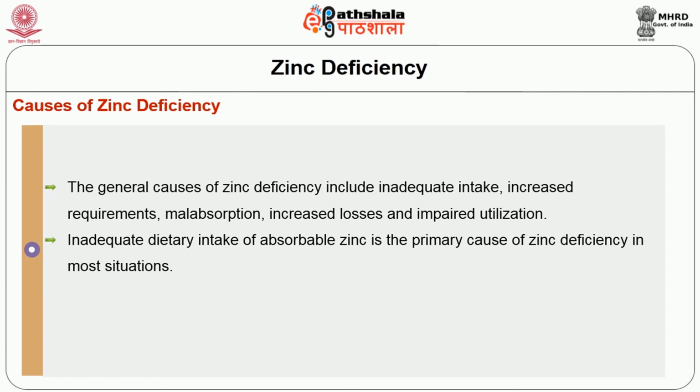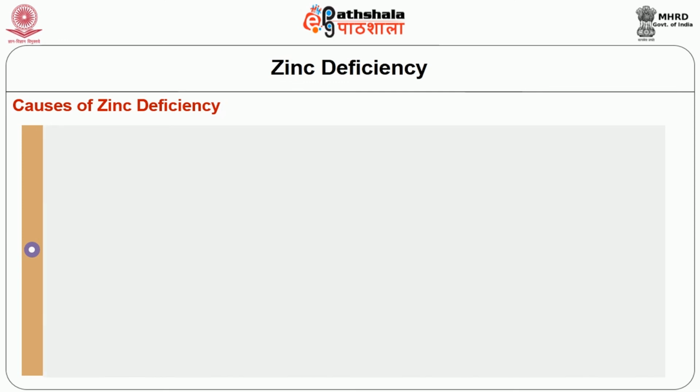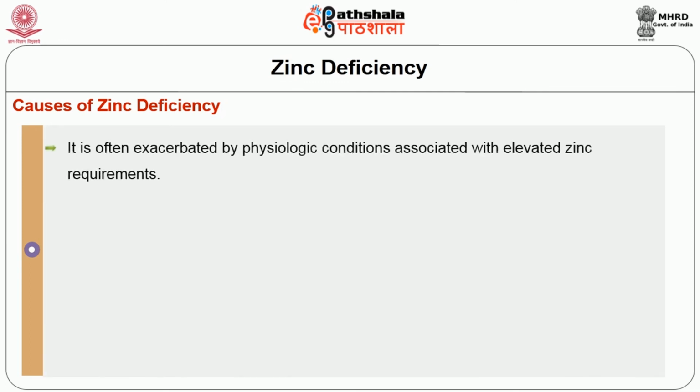Inadequate dietary intake of absorbable zinc is the primary cause of zinc deficiency in most situations. This may result from low dietary intake or heavy reliance on foods with little or poorly absorbable zinc. Inadequate dietary zinc intake is common in many parts of the world. It is often exacerbated by physiologic conditions associated with elevated zinc requirements.